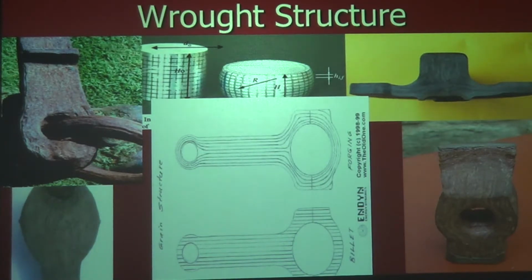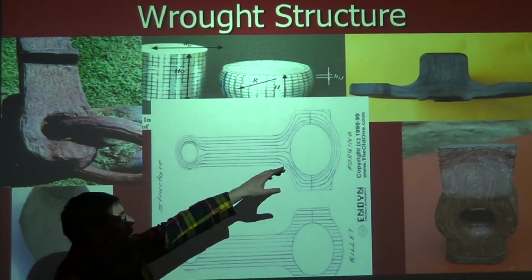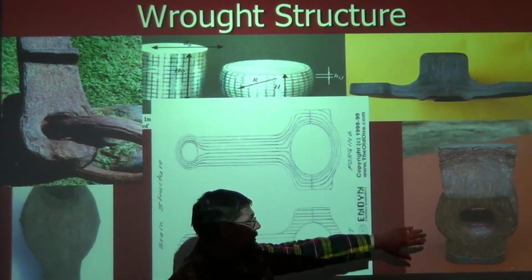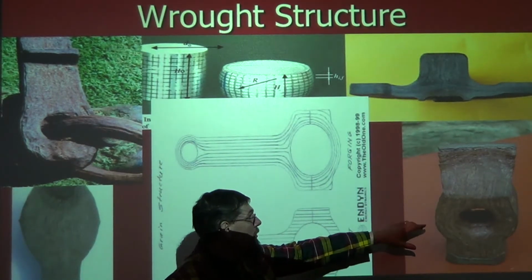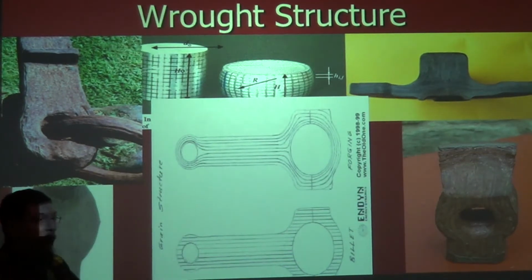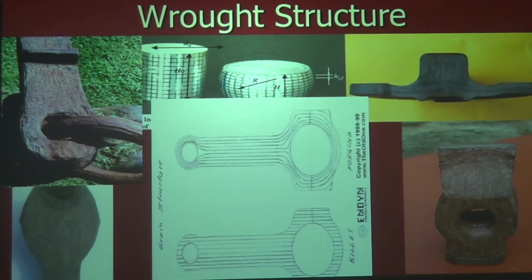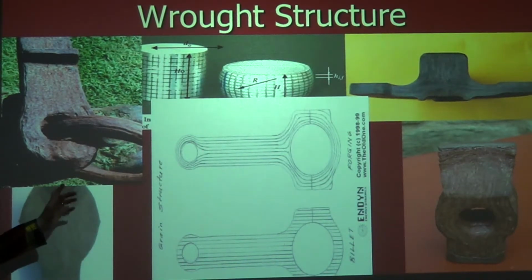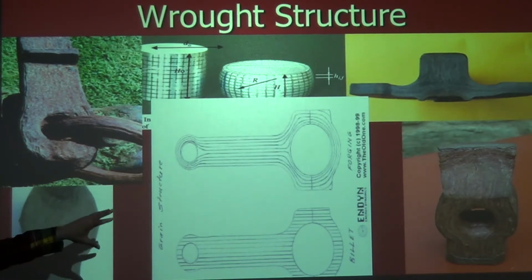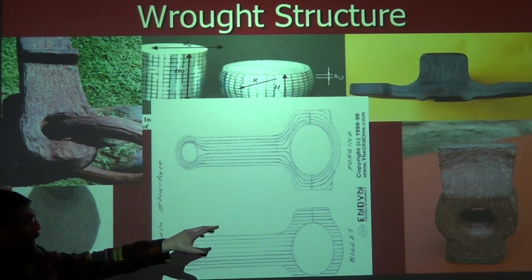Here's sort of a macro view of what's going on. We've got an old anchor component. Here's a flange, like a wheel flange. This is a hammer. But what you can see is that in all these cases, they've been etched, or at least allowed to rust significantly, so that you can see the grain flow of the component.